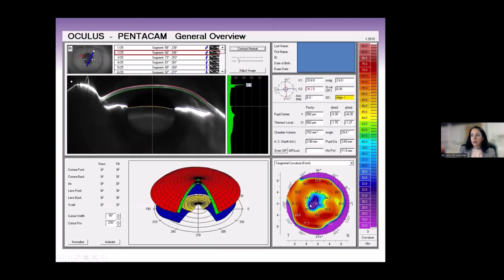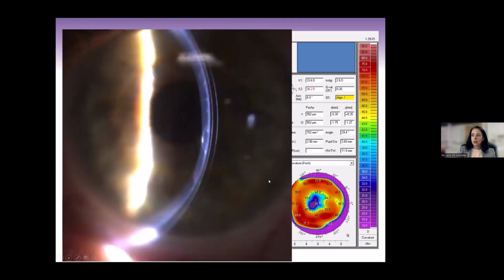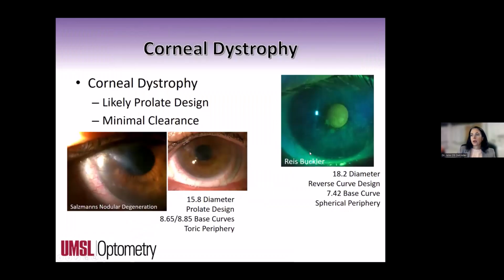Probably going to look something like this. Have some sort of flattening and steepening. That is this patient right here. So you can see this is an oblate design I have on them that's fit very close. You can see her RK marks right there. Corneal dystrophy, I usually stick with prolate, minimal clearance.